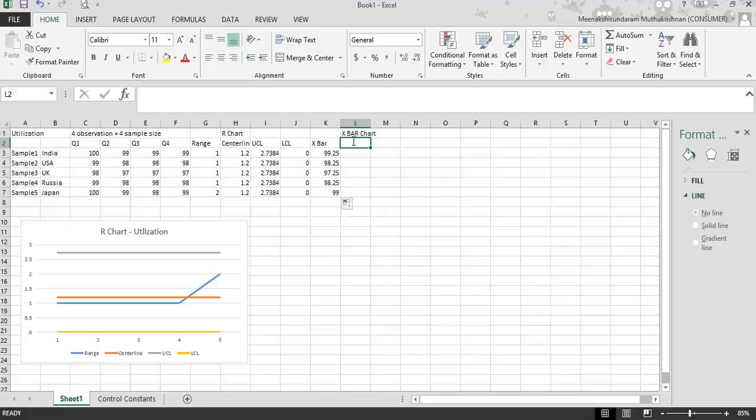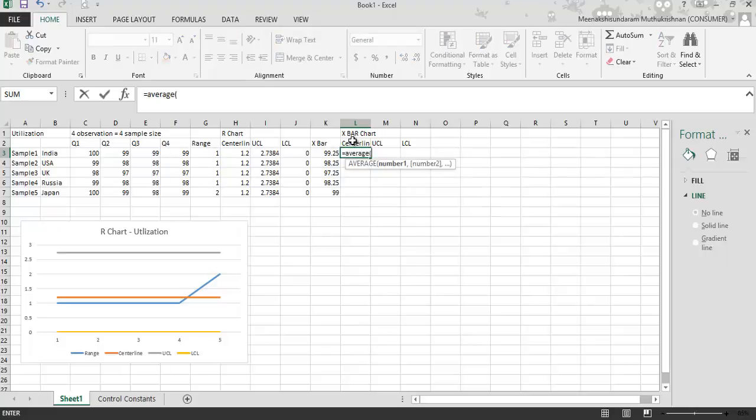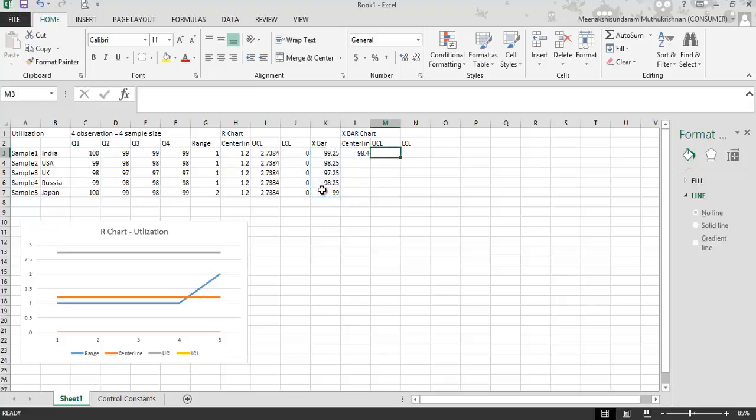Now for the XBAR chart also, we are going to find the center line, upper limit, and lower limit. The center line is nothing but the average of the XBAR data. So the average of this is 98.4. I'm just going to use the same here for the purpose of creating a chart.